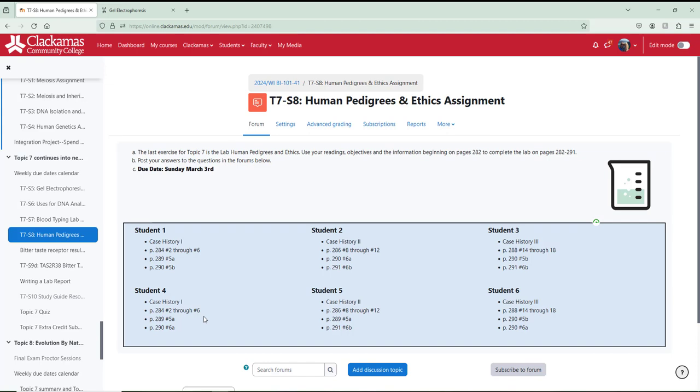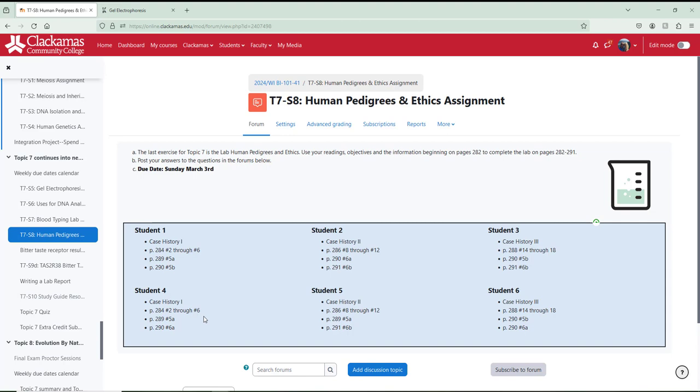And then case history 2 is the same kind of thing, where you're going to read the scenario and then create the pedigree and then answer the questions. And then finally we have case history number 3, and the same thing, where you're going to create your pedigree and answer the questions. Okay.